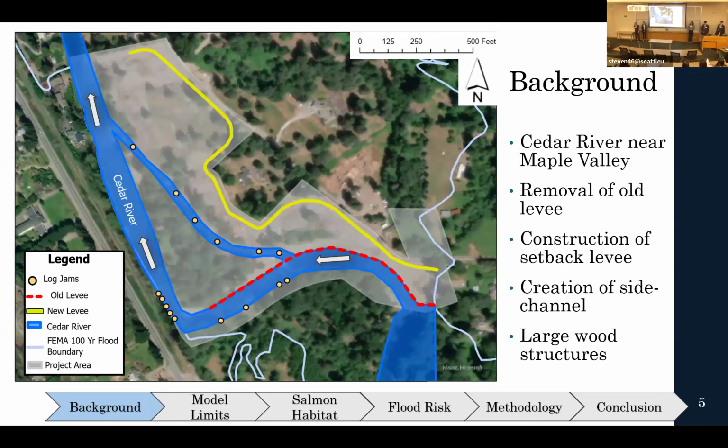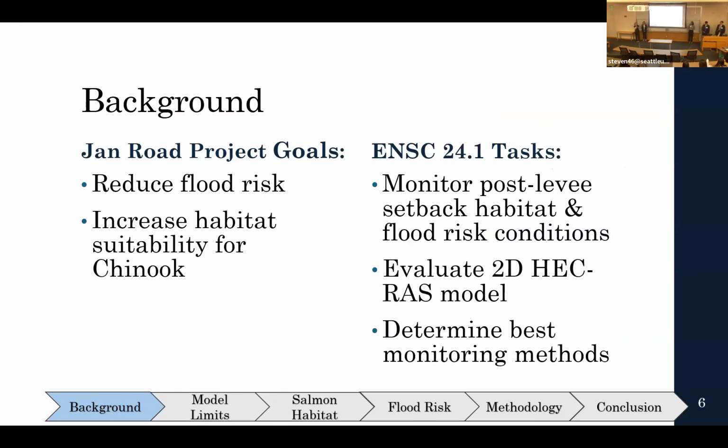King County's task at this site was to remove the old levee seen in red and replace it with an extensive levee setback seen in yellow. To divert flows, they constructed that side channel that you can see, and they also implemented multiple large wood structures seen as yellow dots in both the main and side channel. Their intention with creating these changes was to reduce the flood risk to the surrounding community and infrastructure, as well as increase the suitable habitat for rearing Chinook salmon.